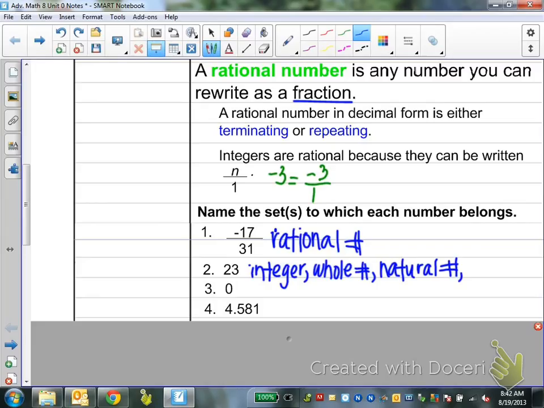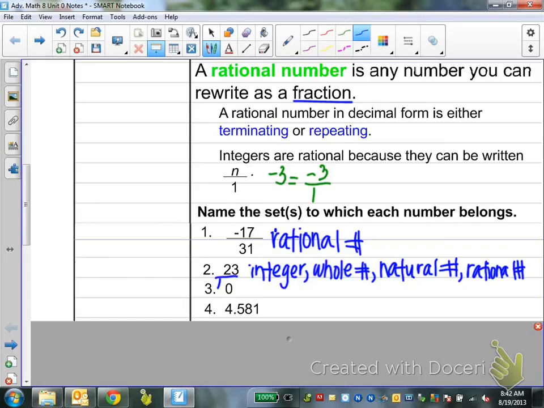And then the last one, is it a rational number? Can integers be rational numbers? Yes, because this is the same as 23 over what? 1. Over 1. So this is also a rational number. So really, you are just putting each one into its category.